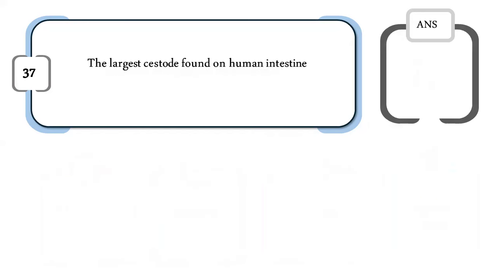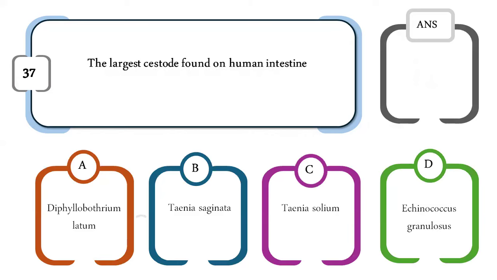Next question, the largest cestode found in human intestine. Option A, Diphyllobothrium latum. Option B, Taenia saginata. Option C, Taenia solium. Option D, Echinococcus granulosus. Here the right answer is option A, Diphyllobothrium latum. It is the largest cestode present in the human intestine. The common name is fish tapeworm, or it is also called broad tapeworm.